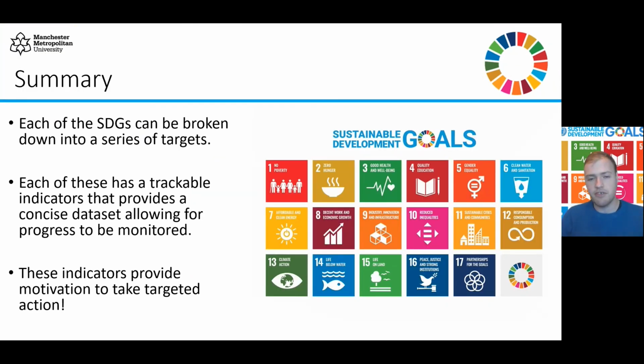So just to summarise, each of our SDGs can be broken down into a series of targets. Each of these targets has a trackable indicator, so some number or data set that we can go out and measure and track and see how progress towards the goal is going, whether it's positive or negative, or whether we're on track to meet that target. This is where it's really key to understand all the targets and indicators, because they really tell you how we can take action, and we can track those and see where action hasn't been taken, or we can find positive case studies and see where action has helped.